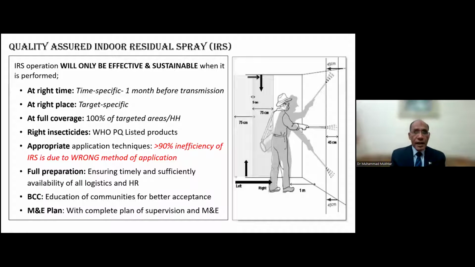And on top of that, APMEN plan. Definitely, unless you supervise and evaluate your intervention, you can't make the planning for next year. So these are the strategic pillars, the operational guidelines which make the IRS more effective and sustainable in your country. Next, please.